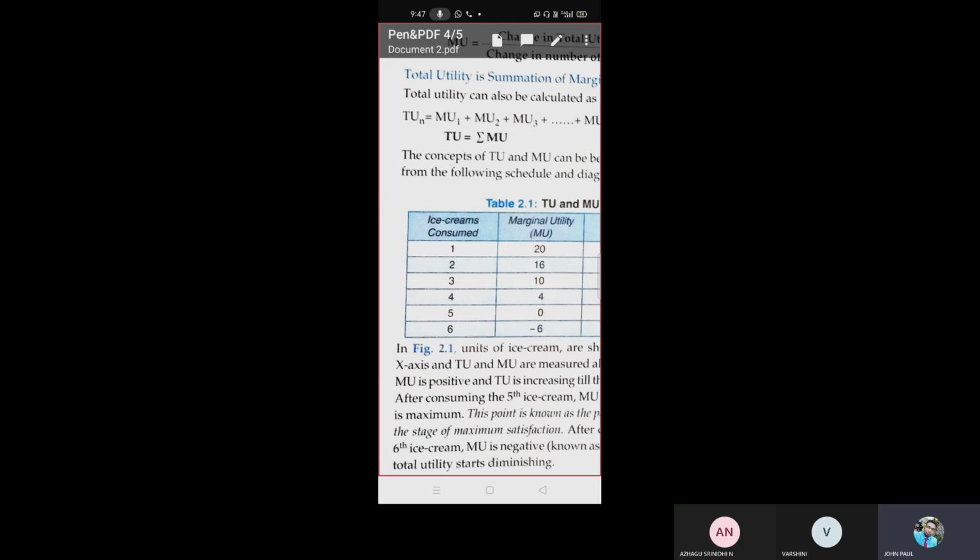Fine. So you can see when I consume the first one, the utility is 20, just like our water.